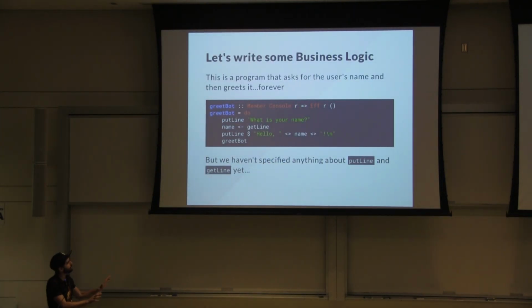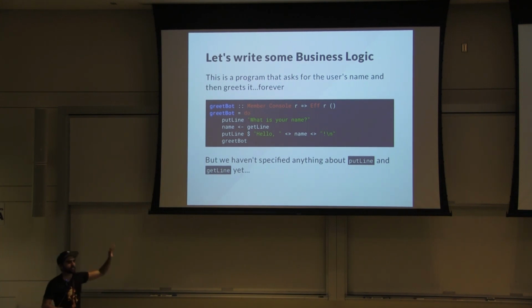So with that, we can write our business logic. We actually need to say nothing about how we're going to deal with those interpretations. And we can just write some sort of trivial bot that will repeatedly ask for your name and then greet you forever. But we haven't specified anything about putLine and getLine yet.